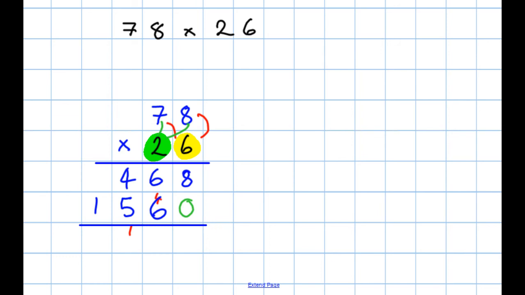Now I haven't quite finished. Next I add up these figures. 8 add 0 is 8, 6 add 6 is 12, put the 2 there, carry the 1, 4 add 5 is 9, add the carried 1, 10, put the 0 there, carry the 1, nothing add 1 is 1, add the carried 1 is 2, and there's our answer. Two, 0, 2, 8. Let me put a comma every 3 figures from the right.